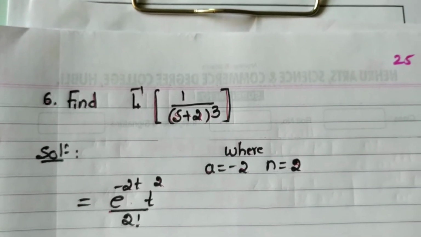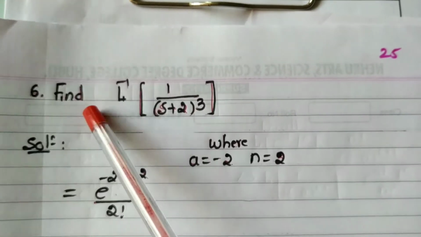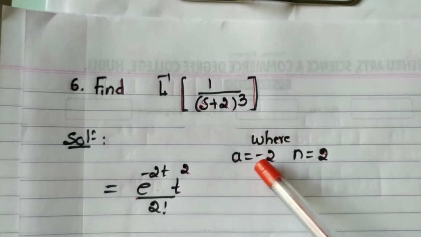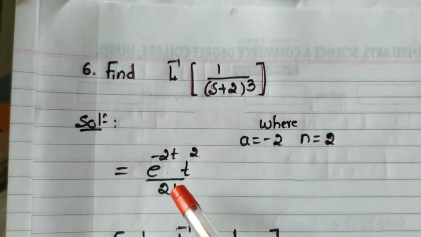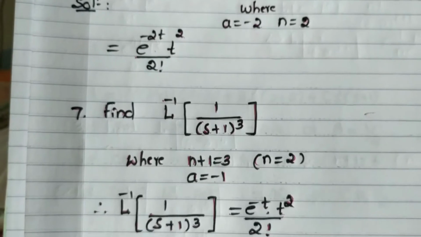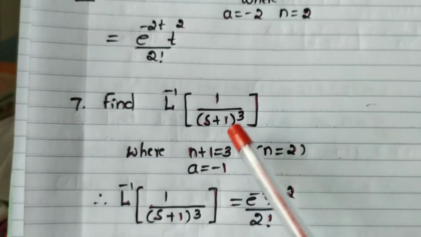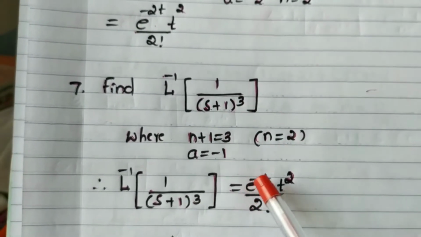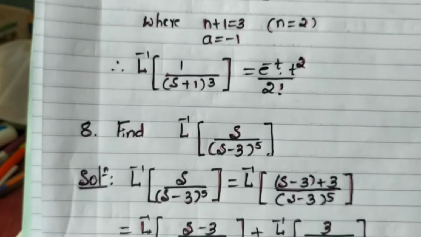Okay, instead of s minus a, I will now take s plus a. What happens? In the next example, find L inverse of 1 by (s plus 2) raised to 3, where a is minus 2, n is 2, because n plus 1 is 3 means n is 2. Therefore, it is e raised to minus 2t into t square by 2 factorial. Similarly, in another example, find L inverse of 1 by (s plus 1) raised to 3, where a is minus 1, n plus 1 is 3, so n equals again 2. Therefore, it is e raised to minus 1t, which is nothing but e raised to minus t into t raised to 2 divided by 2 factorial.